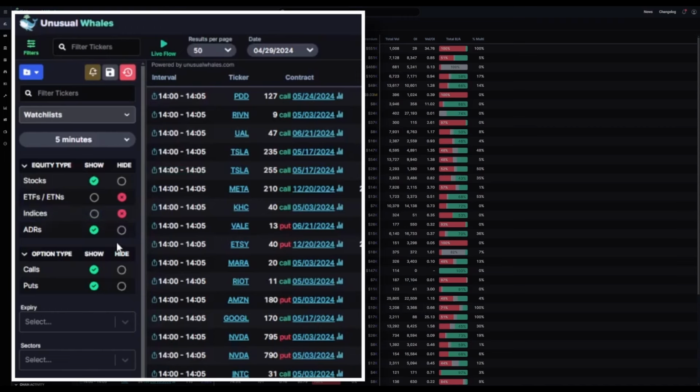I also want to see both calls and puts for this filter. It's not for an overall directional bias. I want to see individual names and contracts here, both calls and puts. I also want to see all expiration dates and all sectors for this filter. And so I'll leave calls and puts on and expiry and sectors blank.